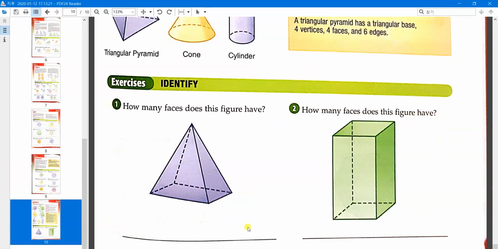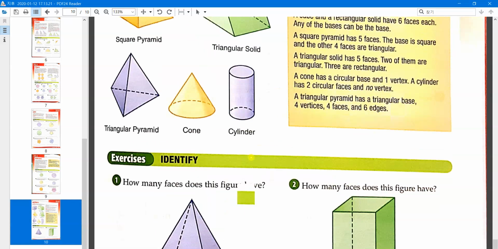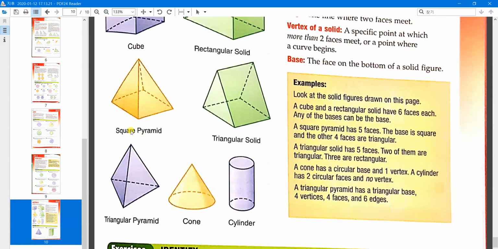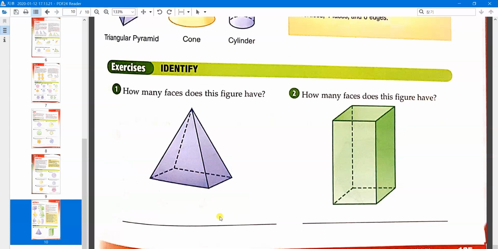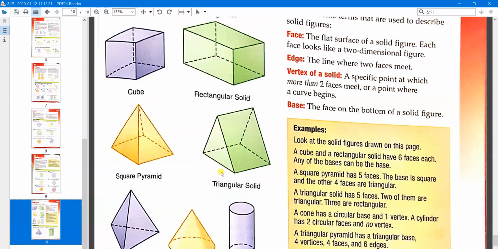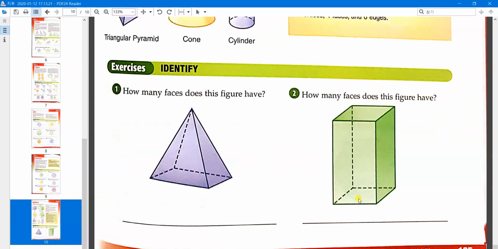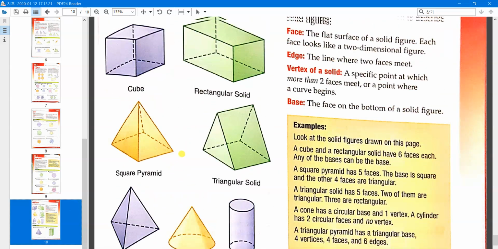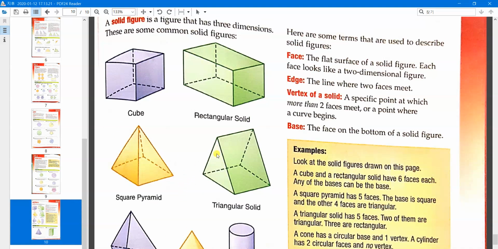Then can you name this figure? 이거 좀 어렵죠? 예, 여기 square pyramid 보시고 square pyramid and that is a rectangular solid. Rectangular solid. I mean that's really easy, you know. I'm not sure. I know.